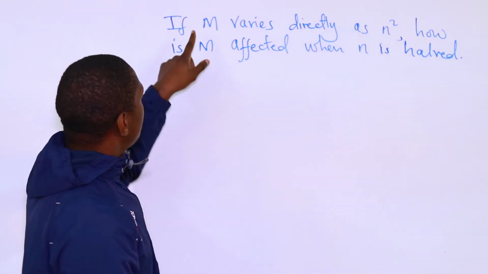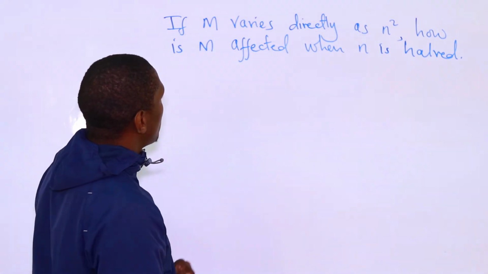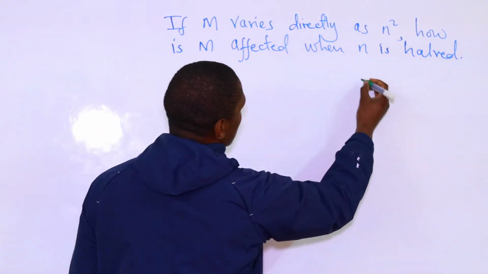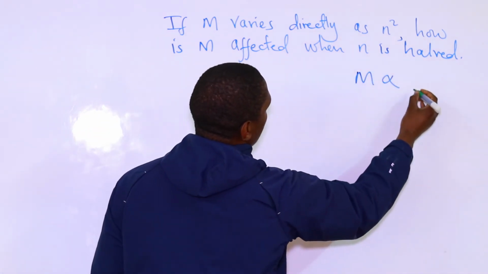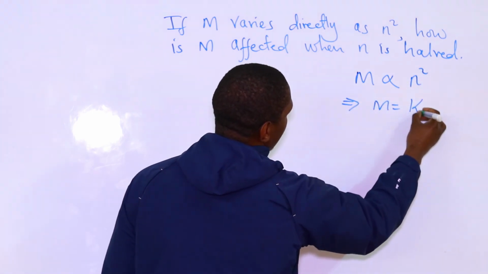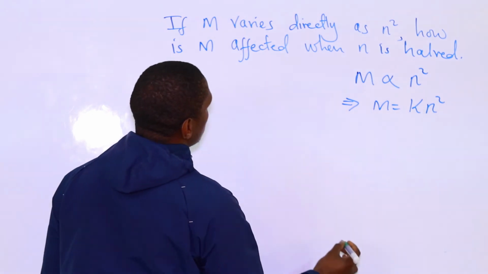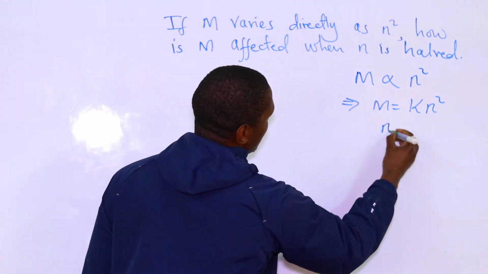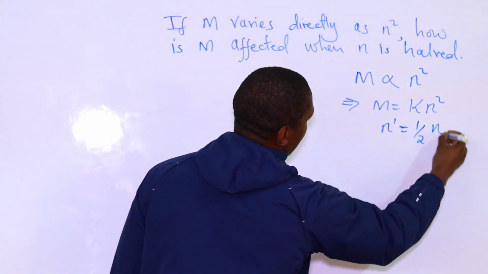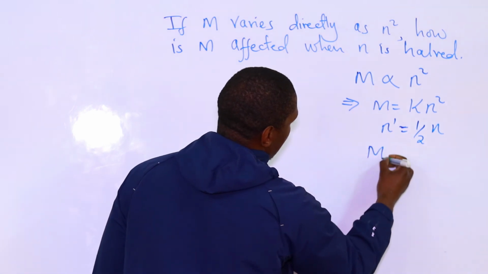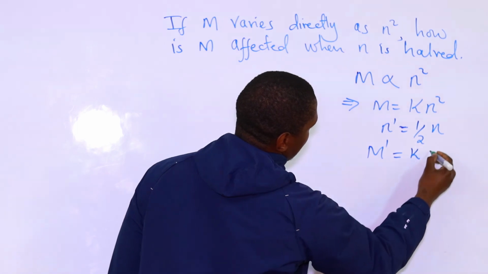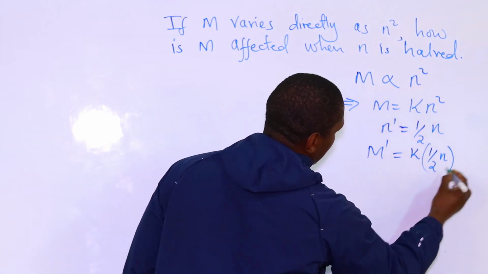On to the next question. If m varies directly as n squared, how is m affected when n is halved? So m is directly proportional to n squared. So this implies that m is equal to k n squared. So you're being told n is halved. So our new n, that is n prime, will be a half n, implying that our new m, which is m prime, will be k times a half n squared.